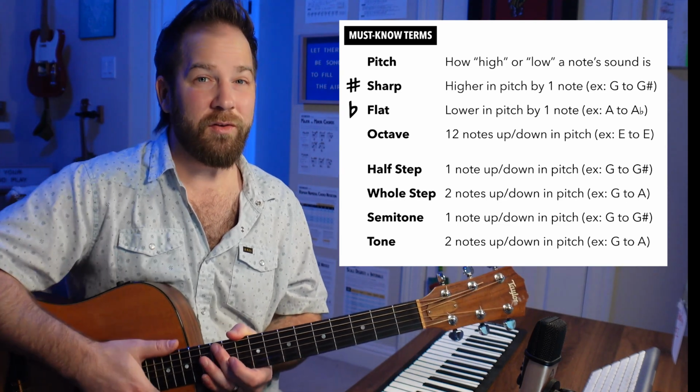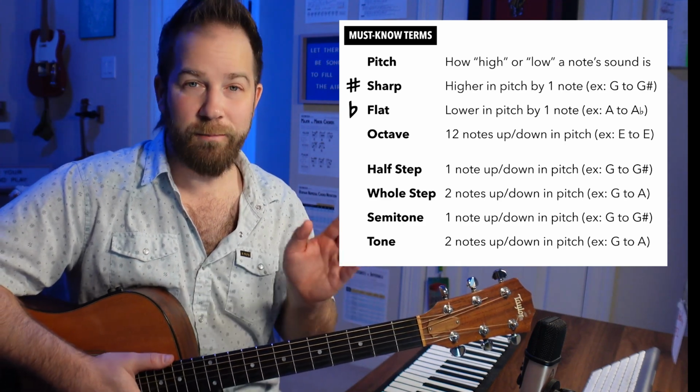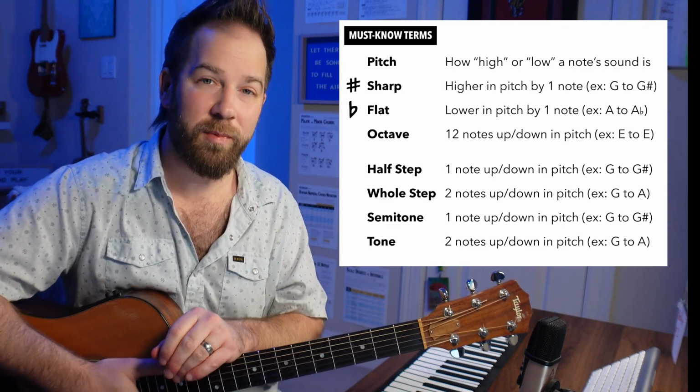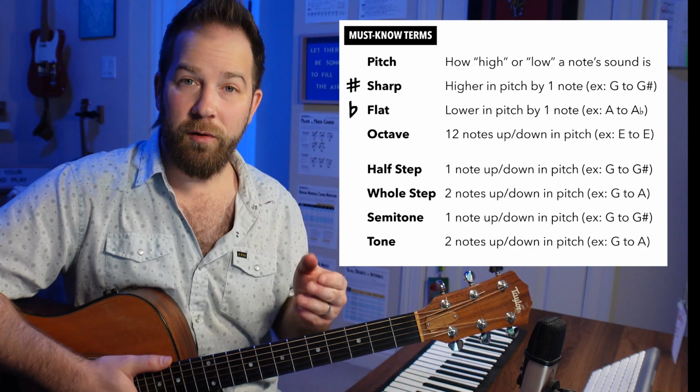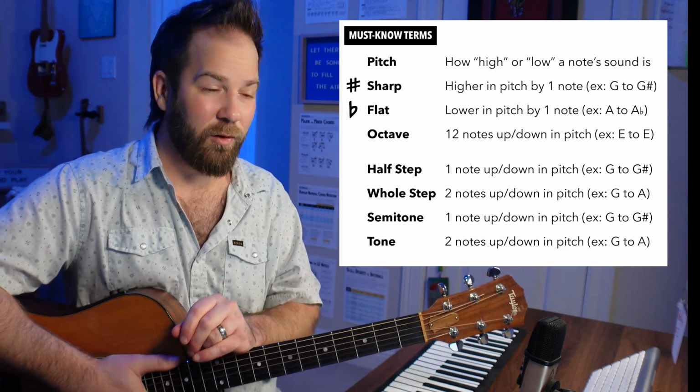So you really want to have these terms, be aware of them and understand what they mean, right? So half step and semitone just means a 1-note jump in either direction, up or down in pitch. A whole step or a tone means a 2-note jump in either direction, okay? So make sure you're aware of those.